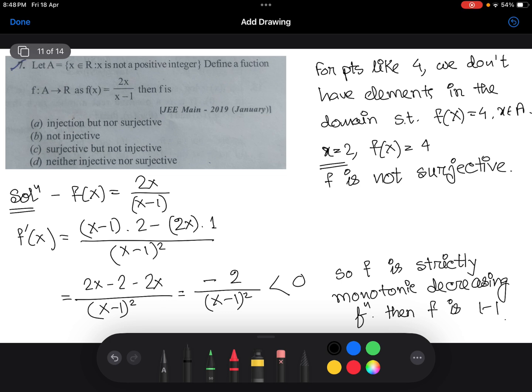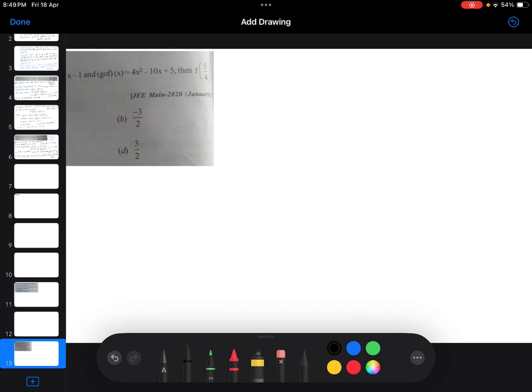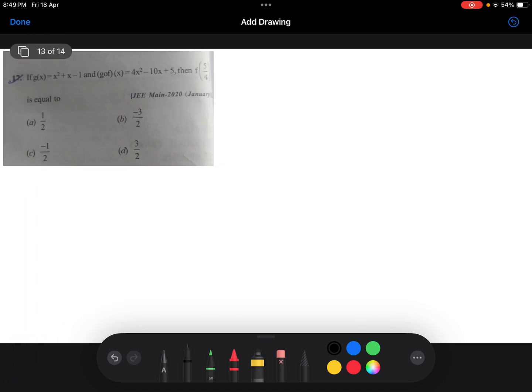So what is that option? Injection but not surjective, option A. This is the correct option. So option A is the correct one. Okay, we get it. Now let's go through another question, and this will be my last question for this.